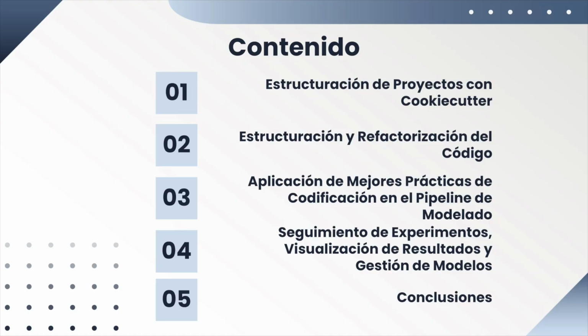Our presentation is divided into 5 main parts. 1. Structuring the project using Cookie Cutter. 2. Refactoring and organizing our code for modularity. 3. Applying coding best practices in the modeling pipeline. 4. Tracking experiments, visualizing results and managing models. And finally, 5. Our conclusions and next steps.